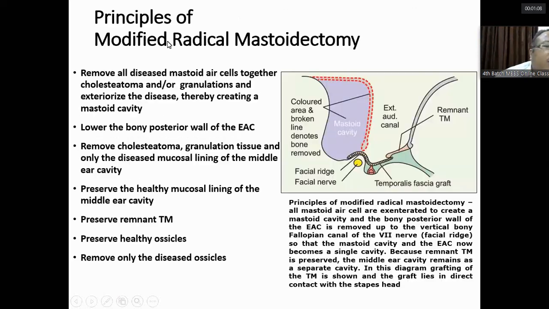So what are the steps or principles we need to follow in the MRM? This is removed as a whole, as a mastoidectomy, including the cholesteatoma, granulation tissue, and the mastoid cavity. The bony wall is lowered. Cholesteatoma disease and granulation tissue are all removed from the middle ear cavity. But we preserve the healthy mucosal lining of the middle ear cavity. We don't remove all the tissue or the mucosa from the middle ear. Only the diseased part is removed. Healthy parts are kept apart.